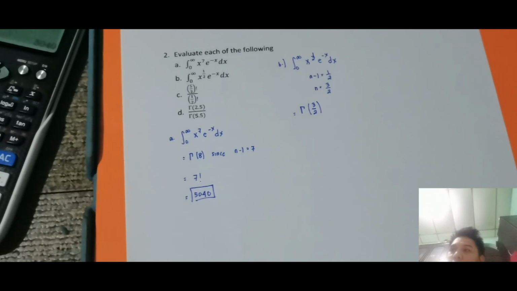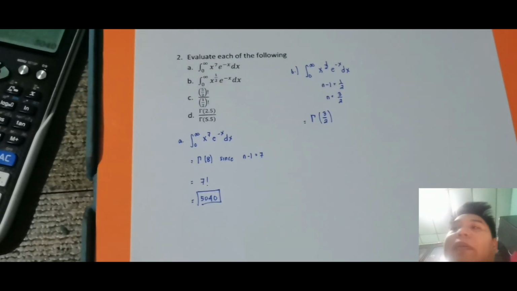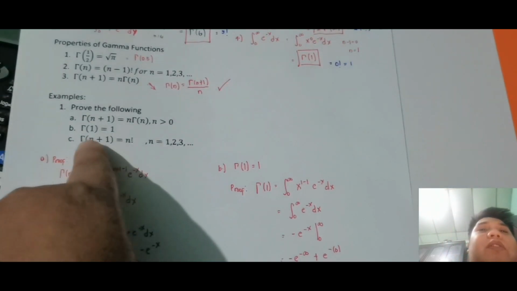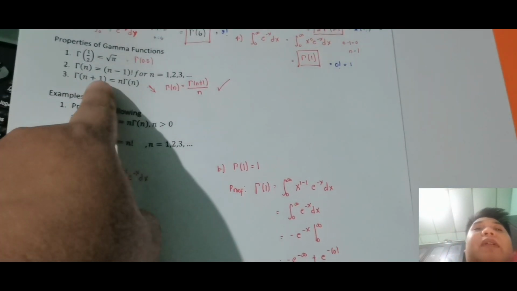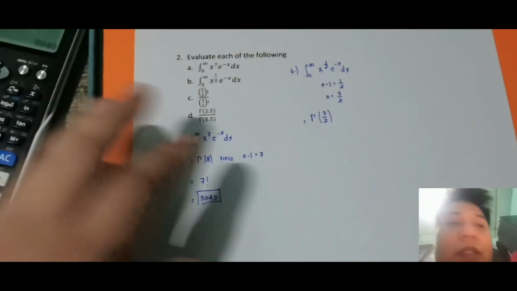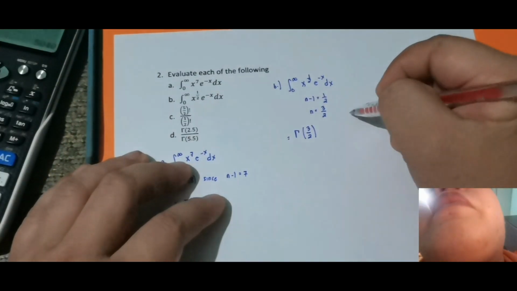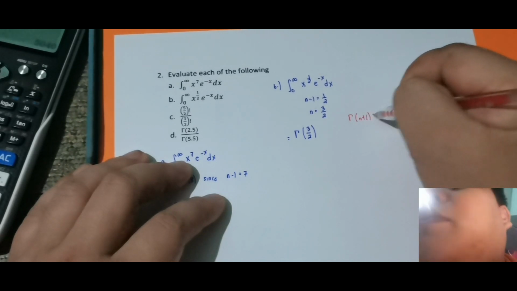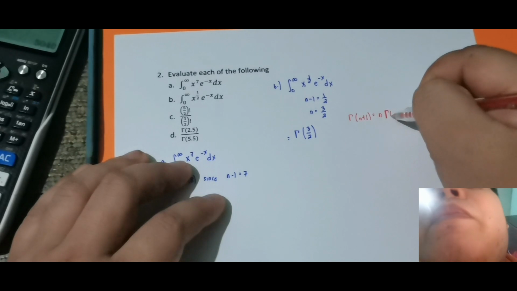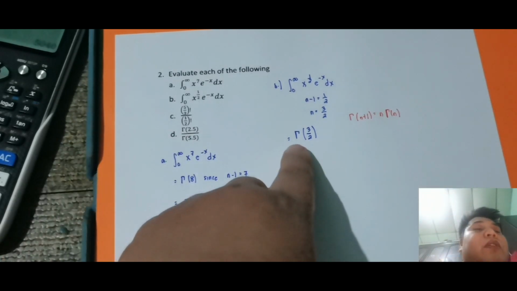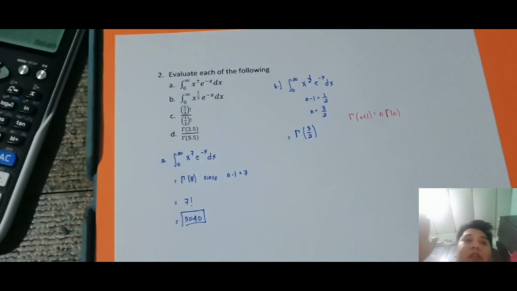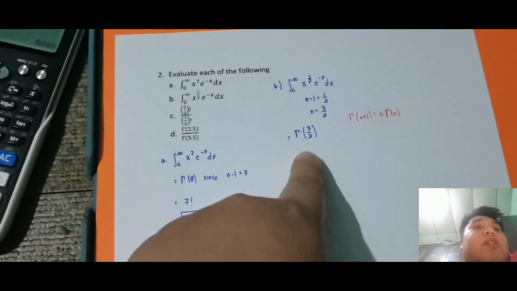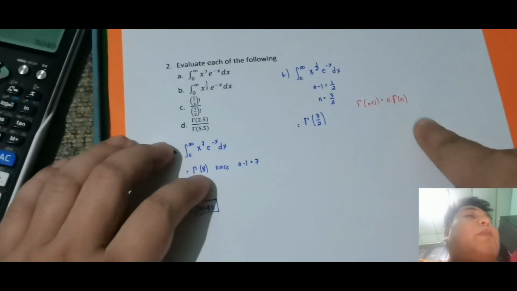Or, I guess, pwede kong gawin itong ganito, no? So, may pwede akong gawin actually. Pwede ko rin gamitin itong part na to, yung gamma of n plus 1 is equal to n gamma of n. So, dito consider natin we have gamma of n plus 1 is equal to n gamma of n. Ang gagawin ko, bibiyakin ko siya into which na may plus 1, para magamit ko to.